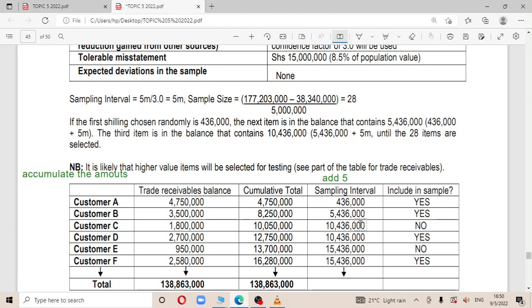So determine the sampling interval, or do it by dividing the total population by the sample size. You divide the total population by the sample size. Get that interval. That is what you'll be skipping, what you'll be adding, with the next figure.